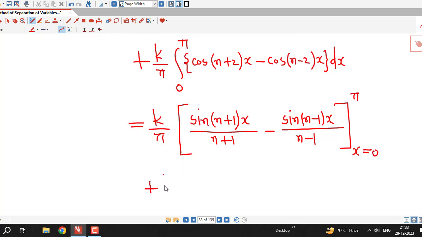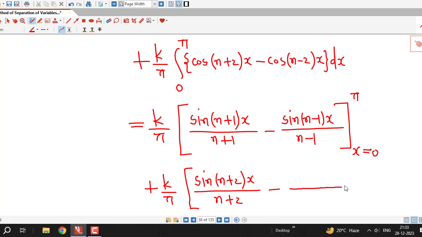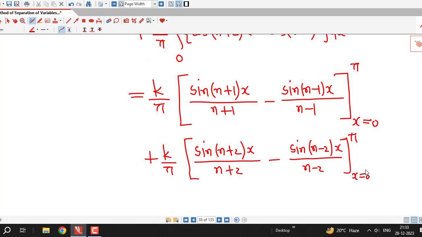Similarly, for the second term, k divided by π, integral of cosine of (n plus 2)x is going to be sine of (n plus 2)x divided by the coefficient of x, which is n plus 2, minus sine of (n minus 2)x divided by n minus 2, and limits are from x equal to 0 to x equal to π, and this is for Bn.